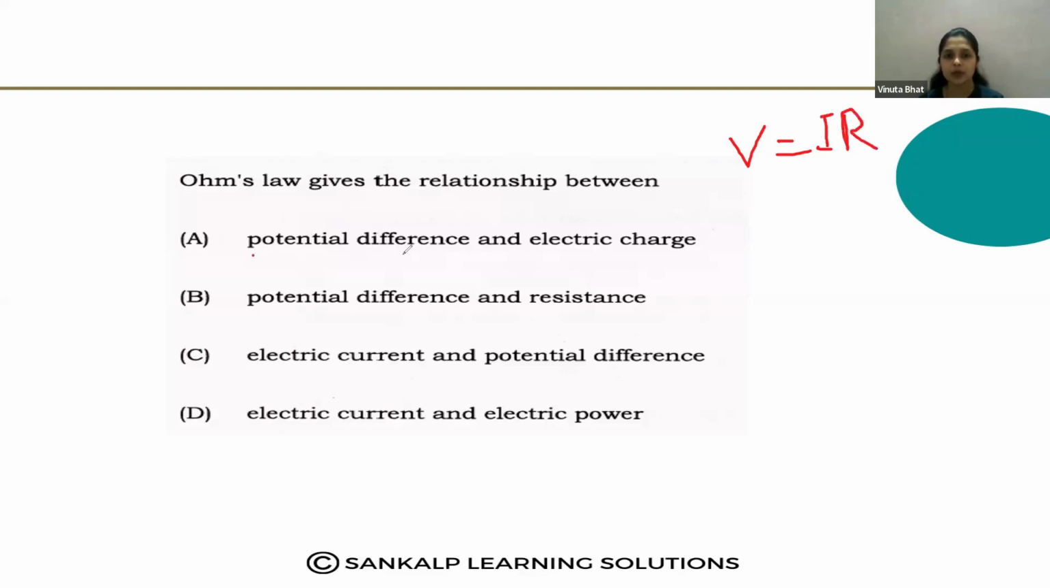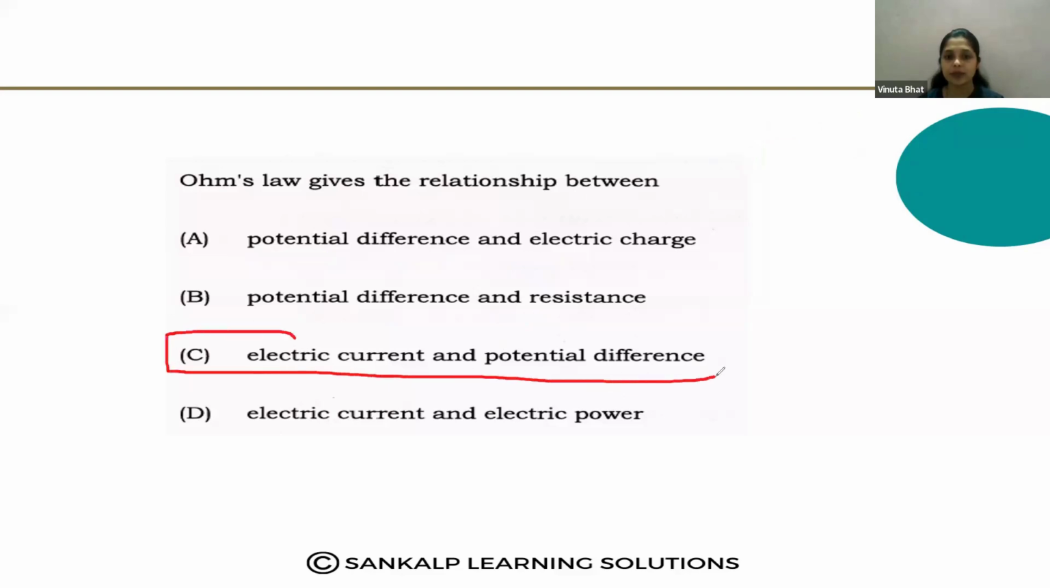Here option A, potential difference and the electric charge. Potential difference and the resistance. So here electric current and the potential difference, electric current and the electric power. The correct option is option C, electric current and the potential difference. Okay, option C is the correct answer.